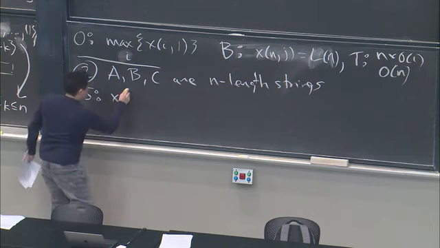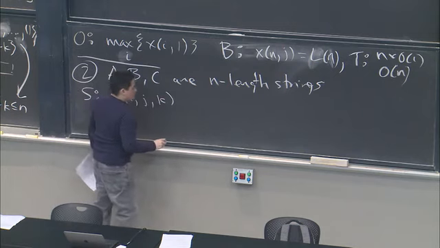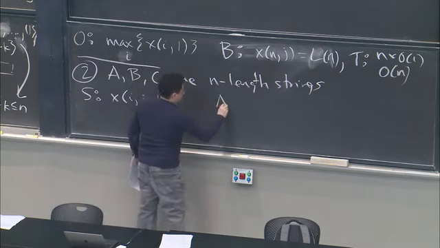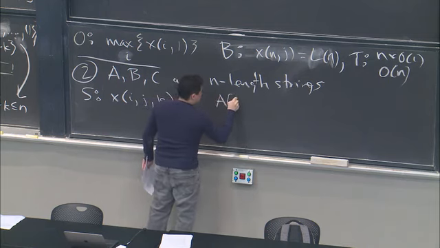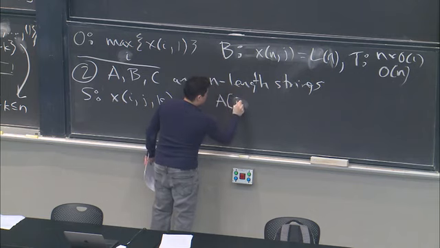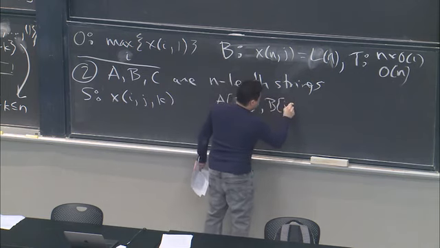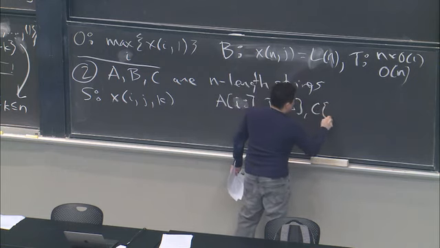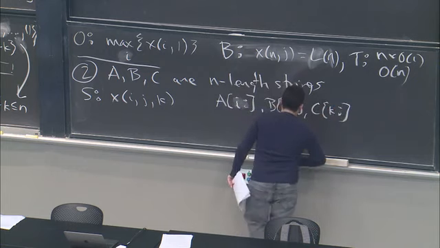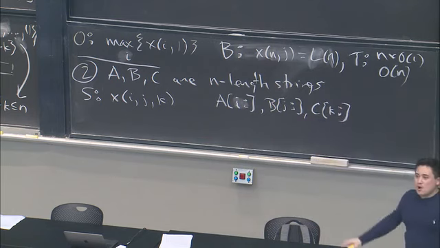Something like I, J, K, where we're talking about the suffixes, sorry, that's prefixes. A_I, B_J, and C_K. Right? That seems reasonable, at least, right? It's what we would do for longest common subsequence.